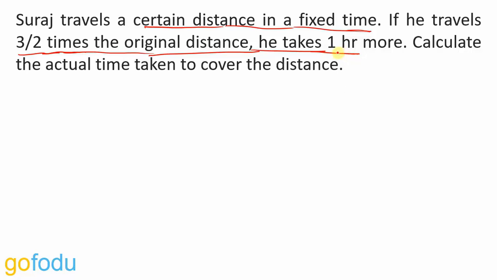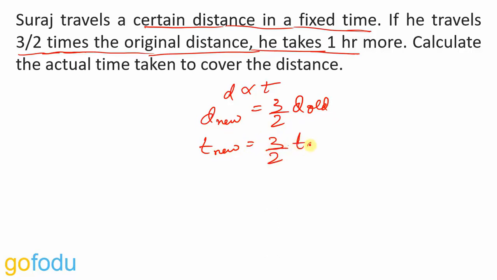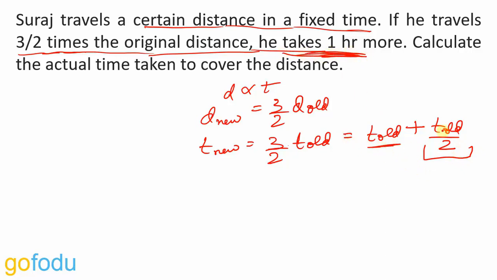So speed is constant, distance will be directly proportional to time. So if new distance is becoming 3 by 2 times old distance, then new time will also become 3 by 2 times old time, because time is directly proportional to distance. Now this means t old plus t old upon 2. This means an increment of half over 1, right? And this increment is given as 1 hour. He takes 1 hour more than the old time. So this old time plus old time upon 2, this increment is equal to 1 hour.